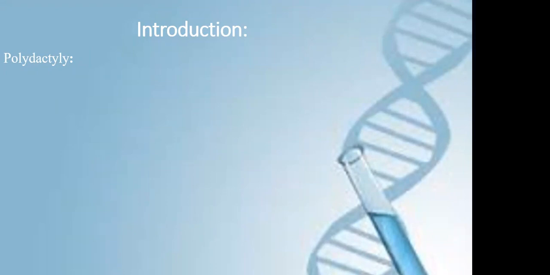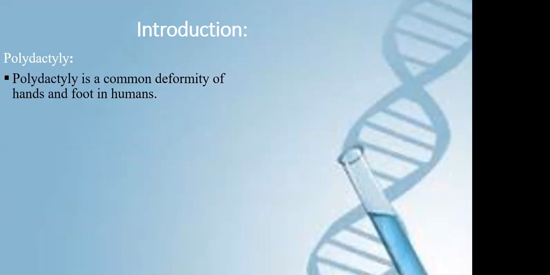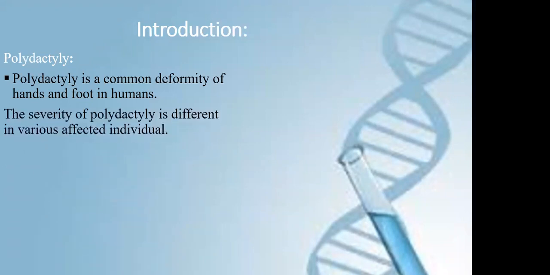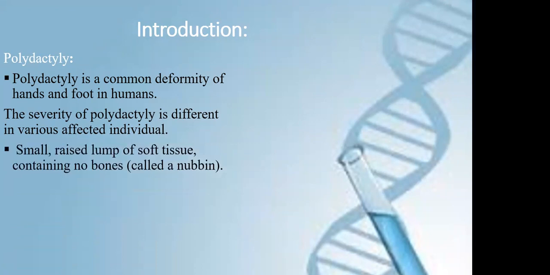In one situation, polydactyly can be syndromic polydactyly, and non-syndromic polydactyly, we only see the development of an extra finger. So it is a deformity of the hand and foot in humans. It has various different types of polydactyly. It depends upon the individual, person to person, what type of mutation occurs and what type of disorder will become.